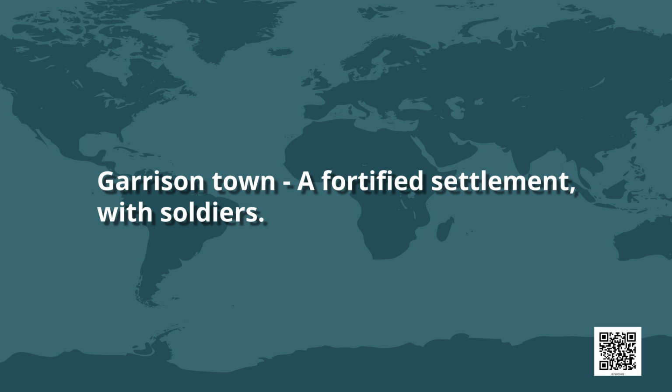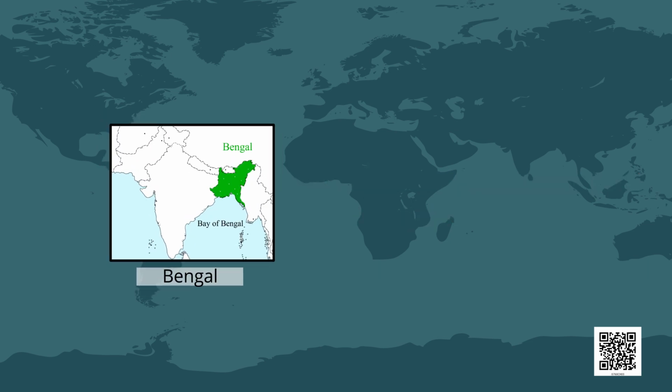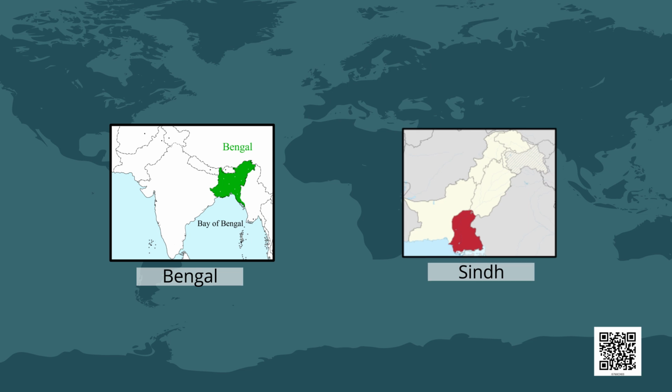What is hinterland, students? The lands adjacent to a city or port that supply it with goods and services. So, the garrison towns, cut off from the hinterland of the cities, were therefore dependent upon trade, tribute or plunder for supplies. Controlling garrison towns in distant Bengal and Sindh from Delhi was extremely difficult. Rebellion, war, even bad weather could snap fragile communication routes.